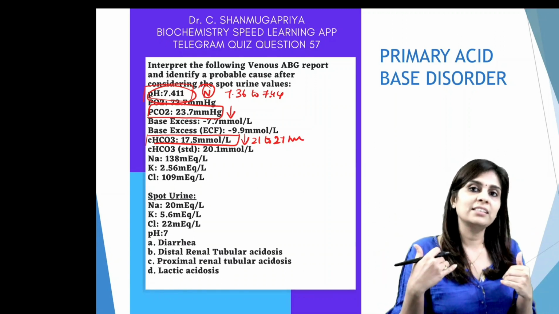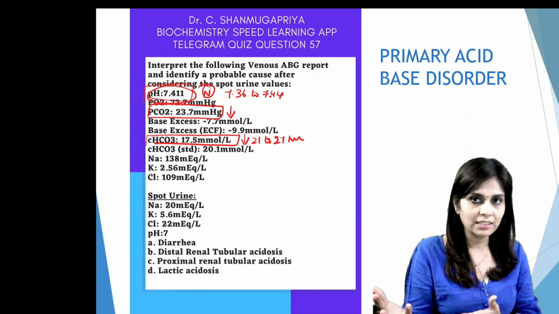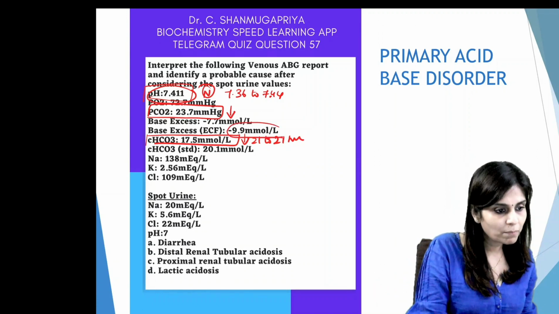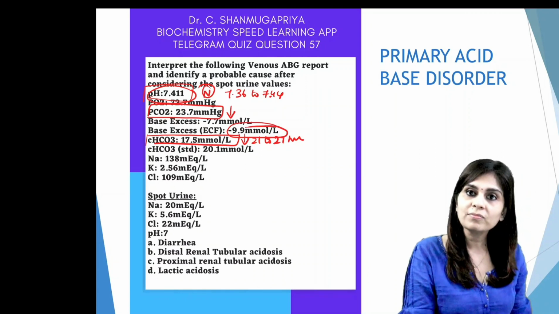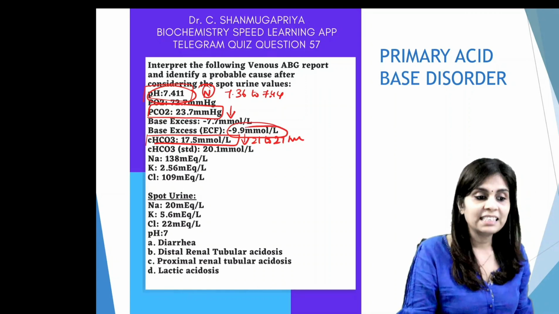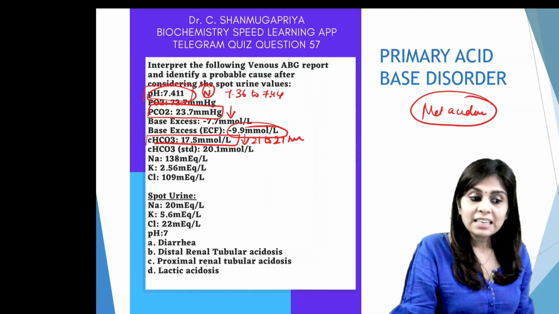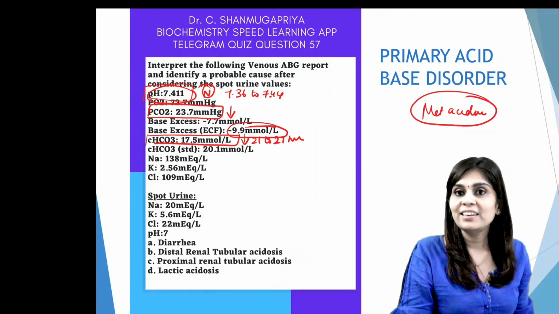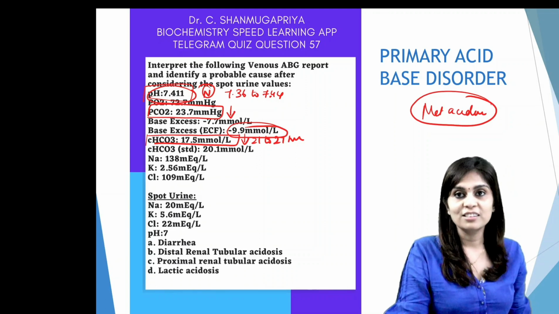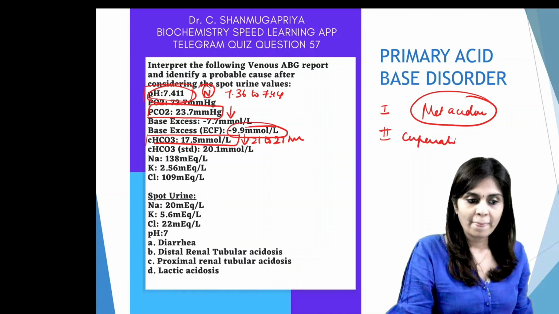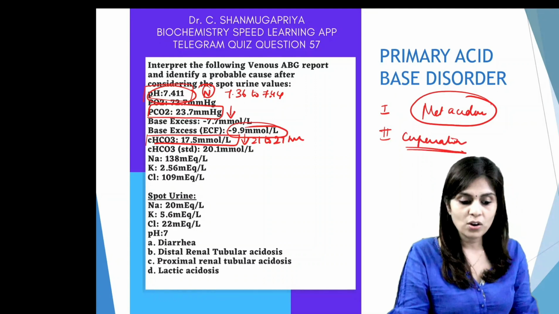I'm not going to confuse here. So I'm going to straight away look at base excess ECF. If I look at base excess ECF, here it's minus 9.9 millimoles per liter. So there is excess acid. It's metabolic acidosis. So finally I'm done with step number 1. I've identified that's a case of metabolic acidosis. Now what is step number 2? Always to identify compensation.